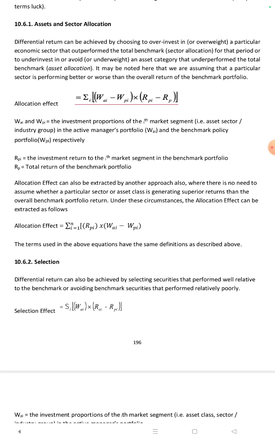Asset or sector allocation. Differential return can be achieved by choosing to over invest in, or overweight, a particular economic sector that outperformed the total benchmark sector allocation for the period, or under invest in, or avoid, an asset category that underperformed the total benchmark asset allocation. It may be noted here that we are assuming that a particular sector is performing better or worse than the overall return of the benchmark or portfolio.